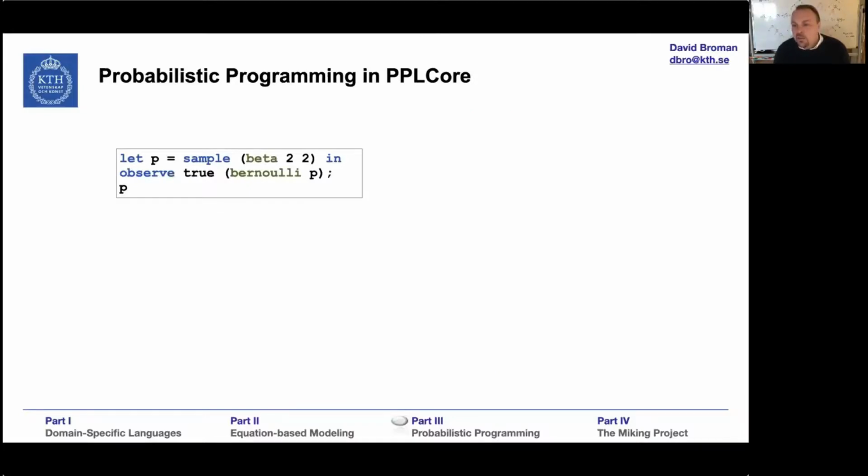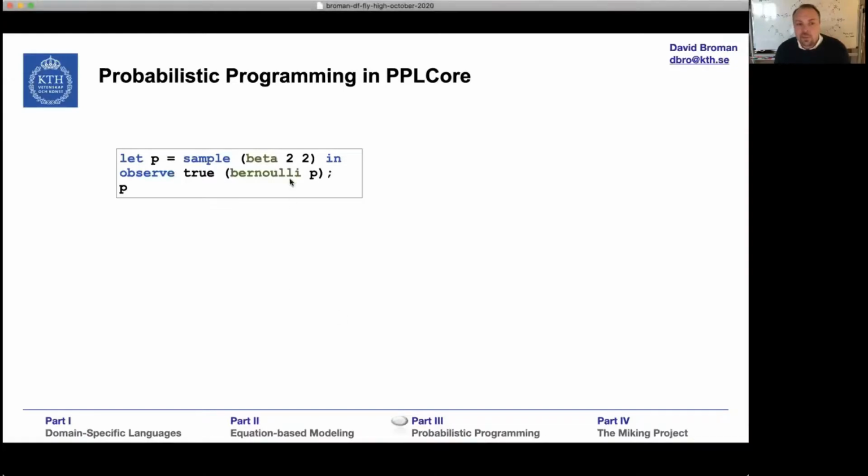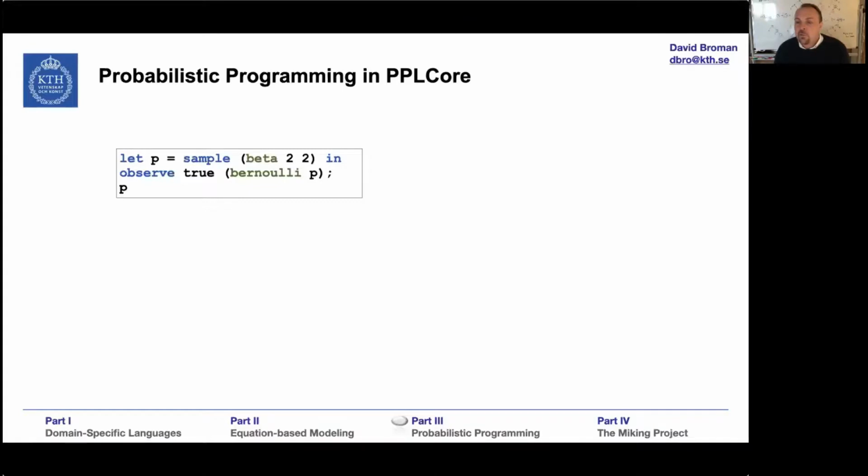Let's combine this with a second programming construct that's typically used in PPLs, like an observe. So here we assume that we are observing a true from a Bernoulli distribution. That means that we now want to infer P given that. So the prior is the beta distribution, and then we observe that if we have a Bernoulli distribution, when we get a true, what is then the inferred distribution for P?